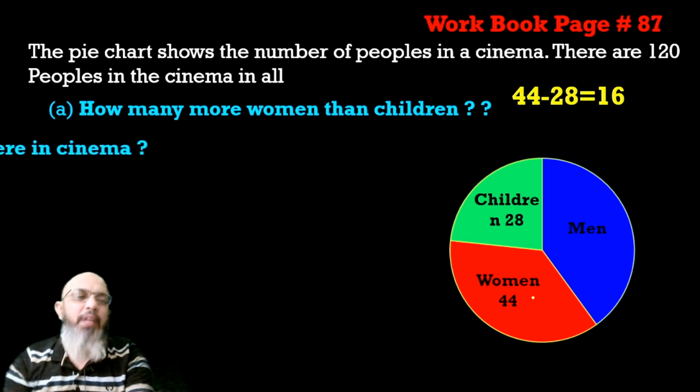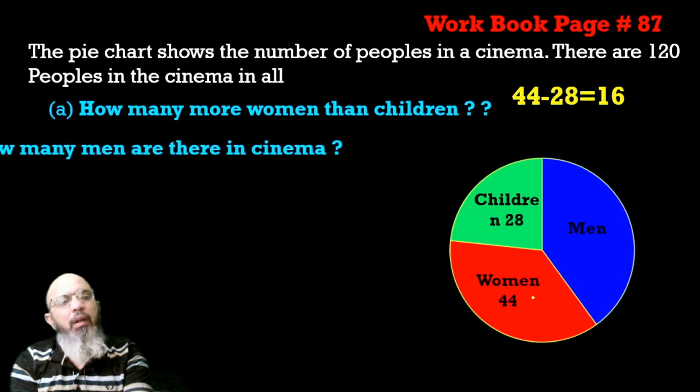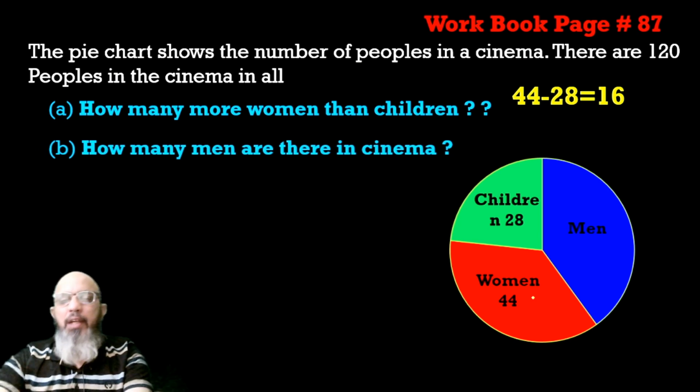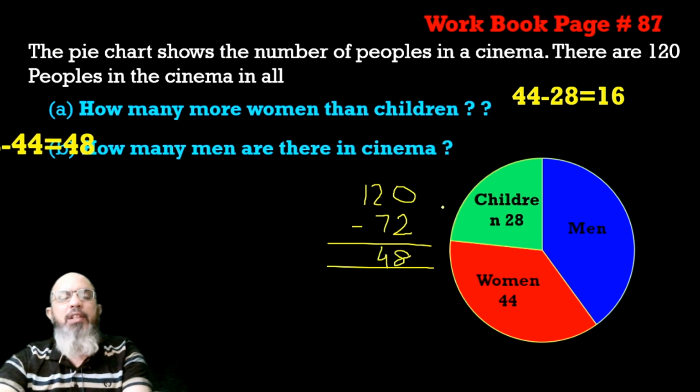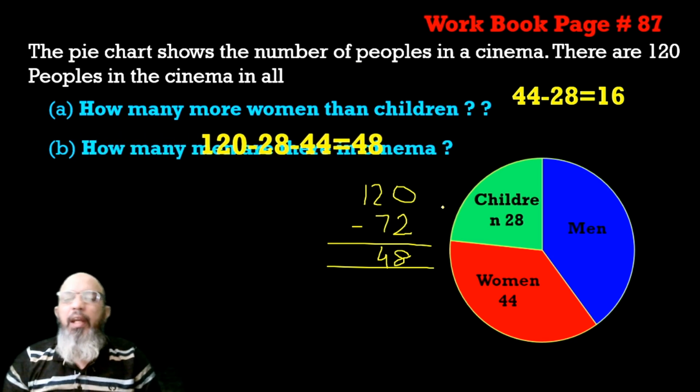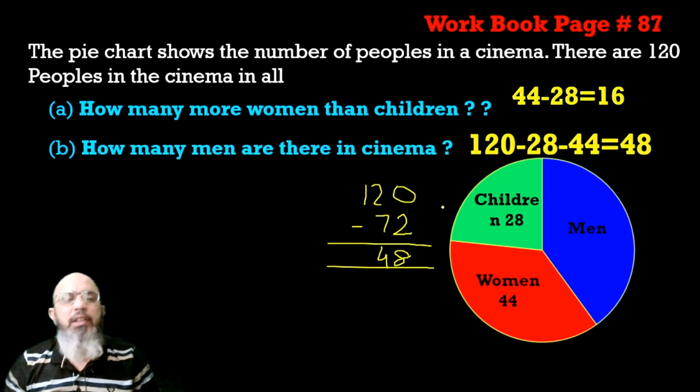So what comes next? How many men are there in the cinema? So what we have to do? What is the total strength? Total strength is 120, and we will add 28 and 44. What we get? We get 72, and we will subtract it. That is 48. Means your answer is 48 men are there in the cinema hall.